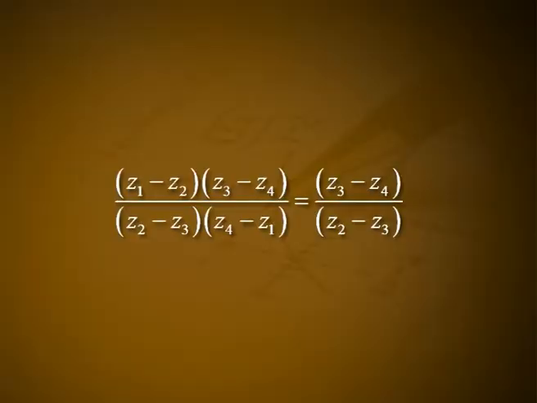If one of the points, say z1, tends to infinity, the quotient of those two differences which contain z1 is replaced by 1, that is, (z1 − z2)(z3 − z4)/((z2 − z3)(z4 − z1)) is equal to (z3 − z4)/(z2 − z3).